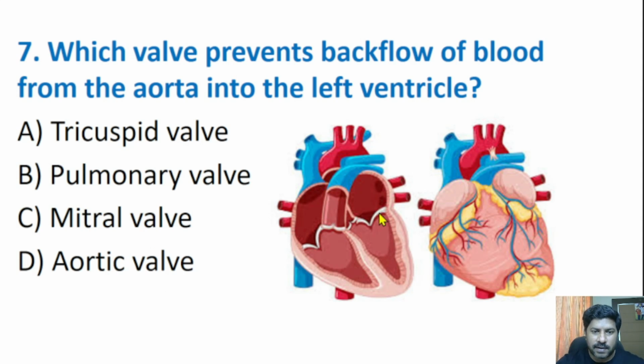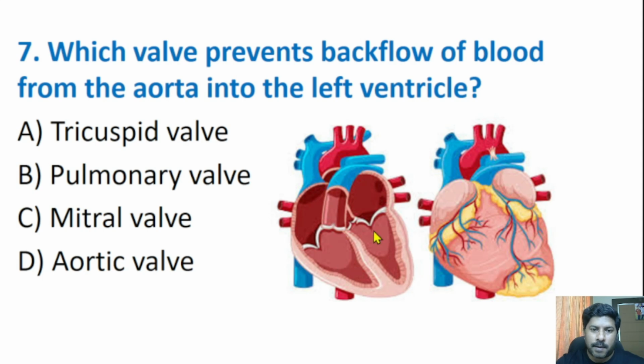So the aortic valve will be there at the start of the aorta. After pumping oxygenated blood into the aorta, the aortic valve prevents backflow, the return of the oxygenated blood to the left ventricle. At the same time, there is another valve. The pulmonary artery is there in the right ventricle, so there is a pulmonary valve at the start of the pulmonary artery. That will prevent backflow of the deoxygenated blood from the pulmonary artery to the right ventricle.